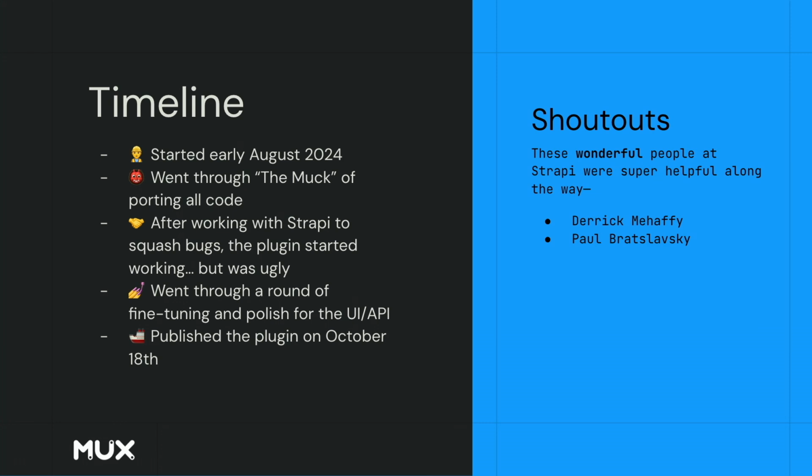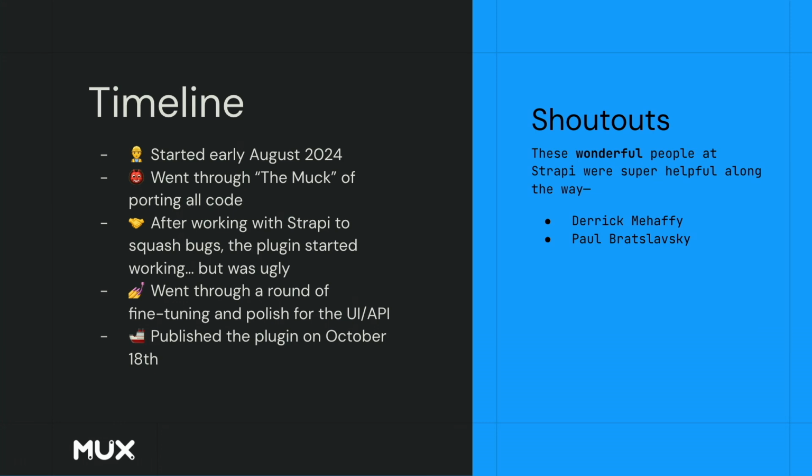It worked. It looked horrible, primarily because some of the things with the design system had changed, and we'd also found out that there were some things that we had done that were counterintuitive to how the design system worked. So we went through a polishing phase where we just basically fine-tuned everything. And then we published it on October 18th, which was last Friday. So that's out there now, and it's on 5.